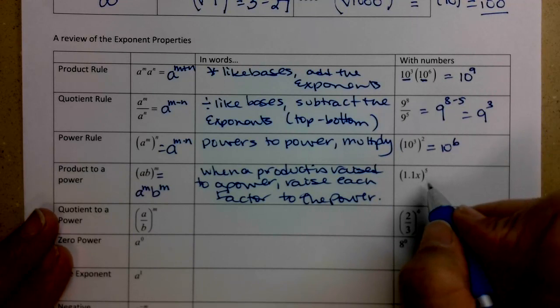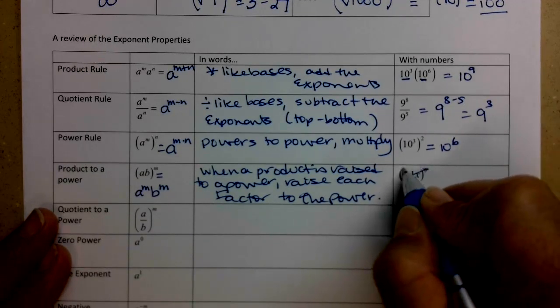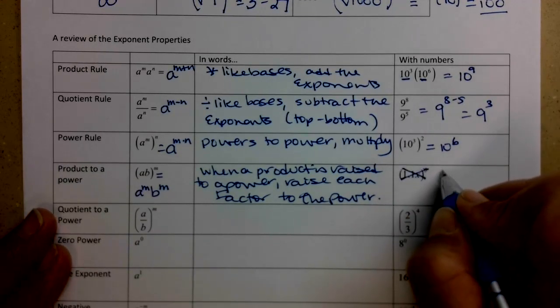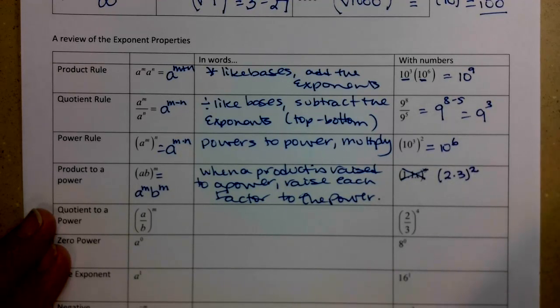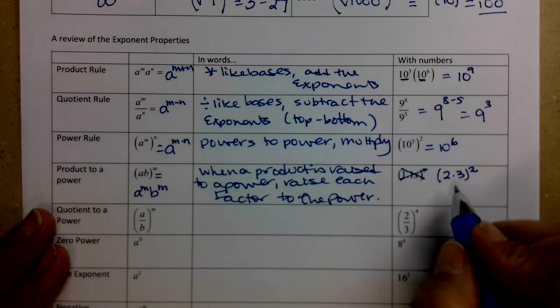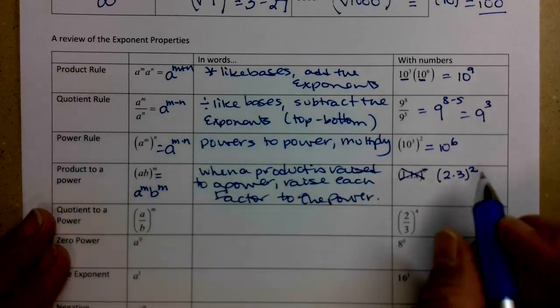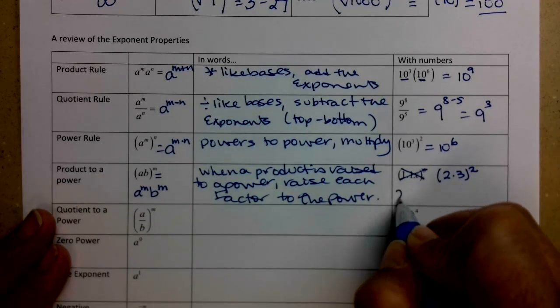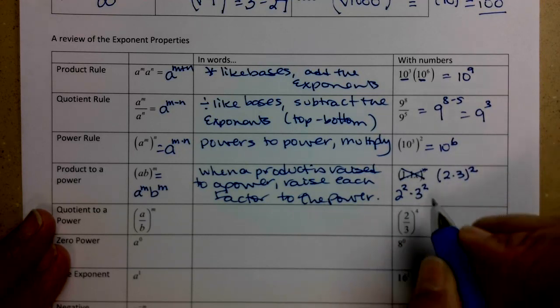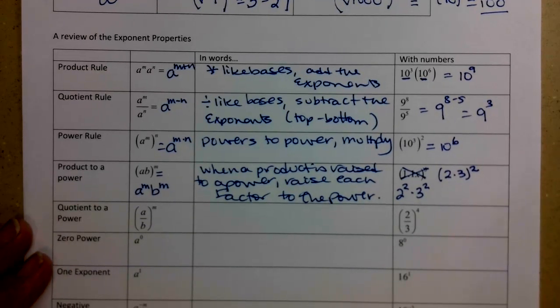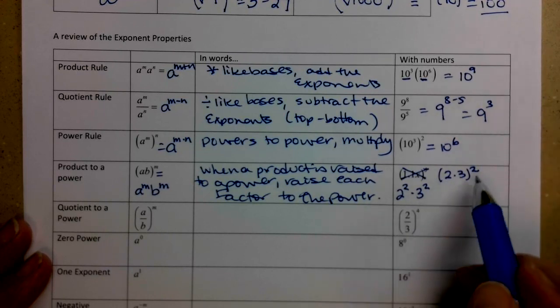Okay. And I have this example here. I'm going to cross this one out. I'm going to do a different one. So let's say I have 2 times 3 squared. Okay. So the product to a power property says that is 2 squared times 3 squared. Okay. So I just want you to see that these two are equivalent.